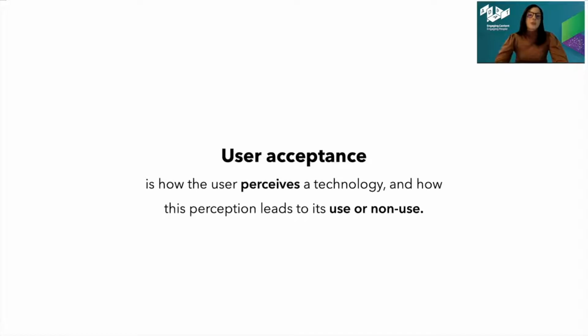In this research, we're looking at user acceptance, a concept that has been explored for over 3 decades in the field of HCI. User acceptance is how the user perceives the technology and how this perception leads to its use or non-use. To give you an example, sometimes we download an app, use it a few times, and then never open it again. And so it's important to understand and address the reasons why users abandon technology.